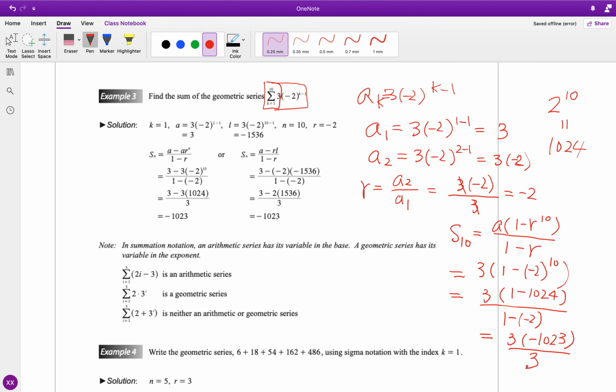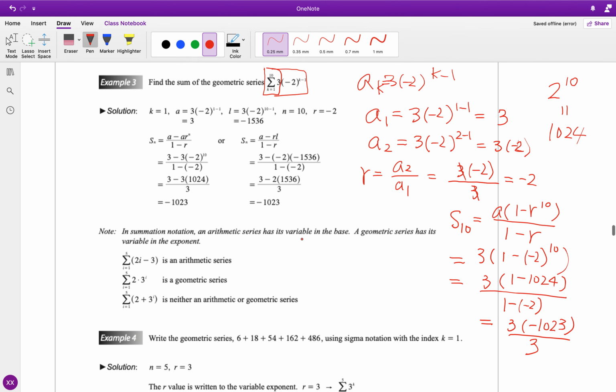All right, so then this is just the way to find the sum. But just get used to this type of writing. And to me, I would always want to figure out what the first term is and then figure out what R is by getting the second term. And then the rest will be very easy.